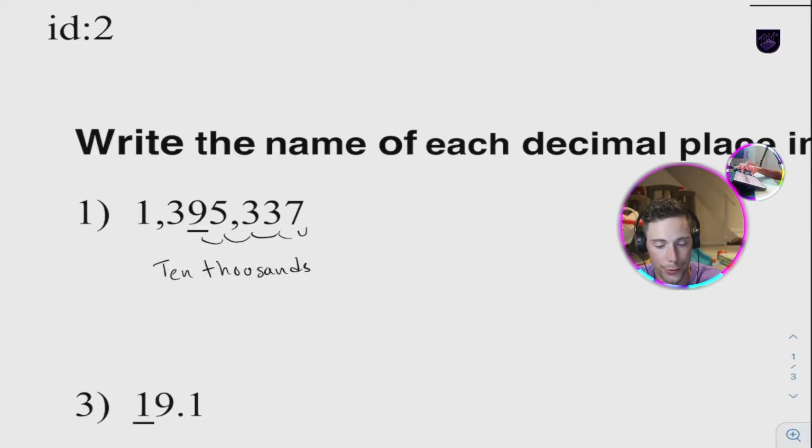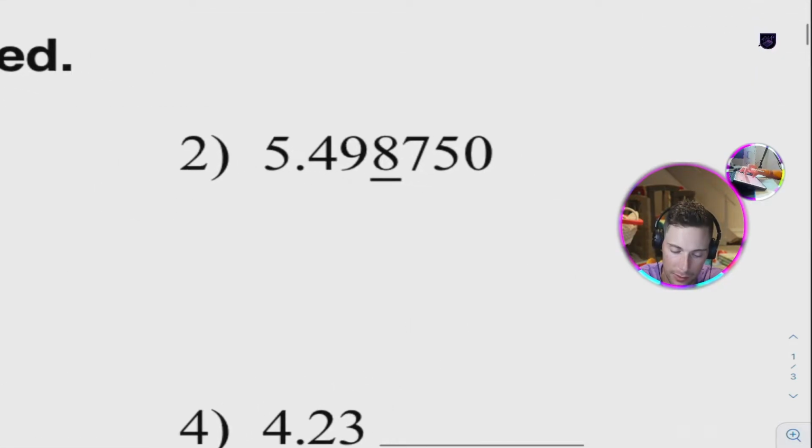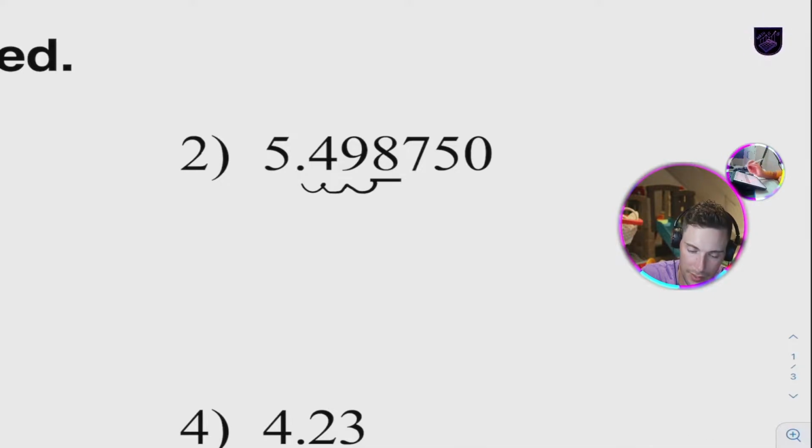Question number 2. Now, question number 2 has a lot of decimal places. I'm probably never going to ask what this one is, but this one is 1, 2, 3 decimal places after the decimal, and that will be tenth, hundredth, thousandths. Yeah. So let's write that.